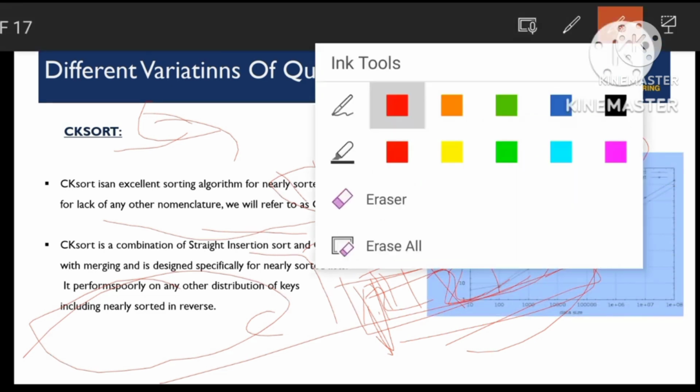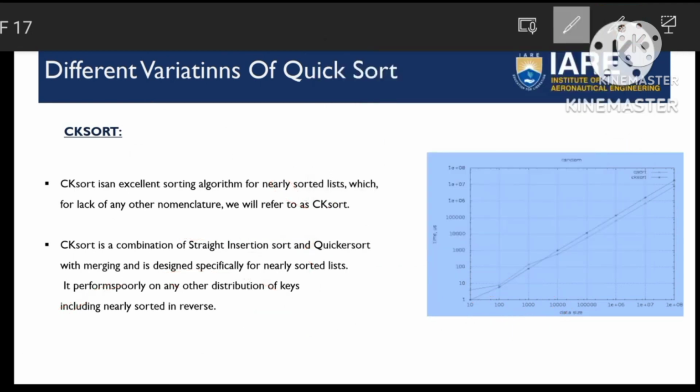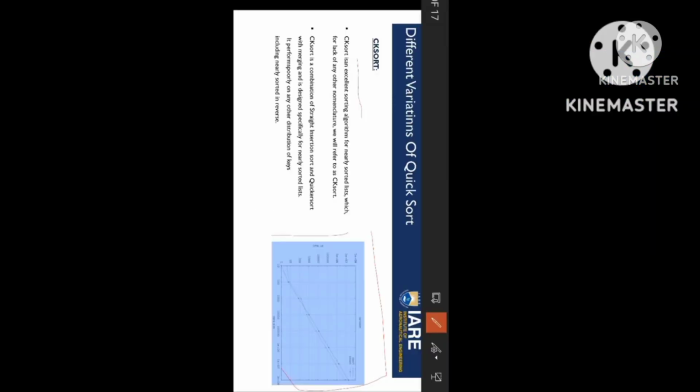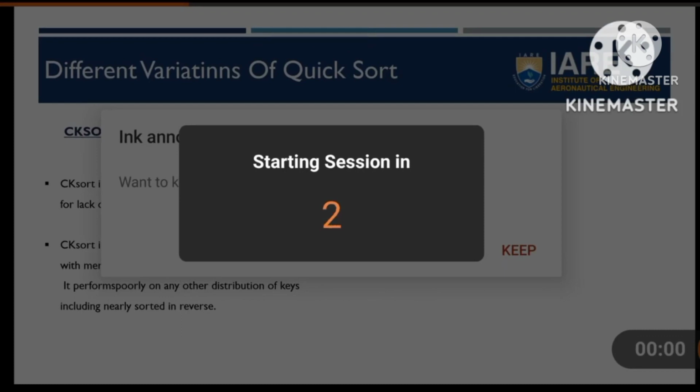Let me clear my screen. You can see CK sort is an excellent sort algorithm for nearly sorted lists, for lack of any other nomenclature. CK sort is a combination of insertion and quicksort. This is the slide. This is the graph which you can see. After going through this, I will discuss the graphs after some time.